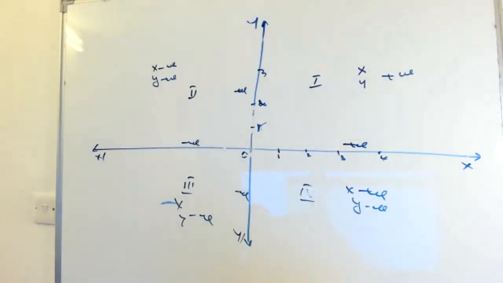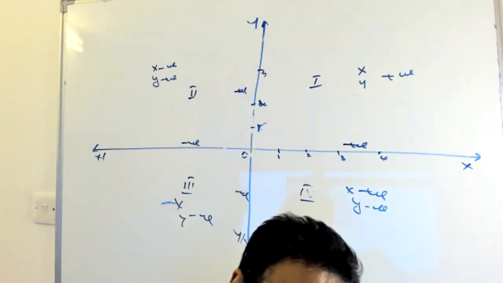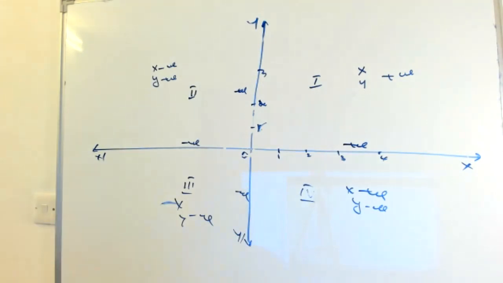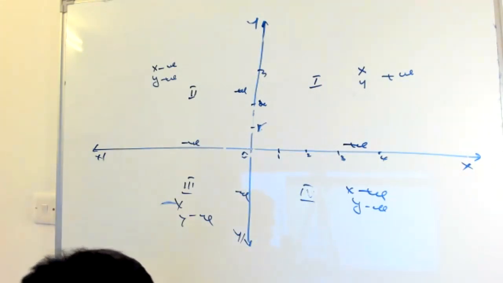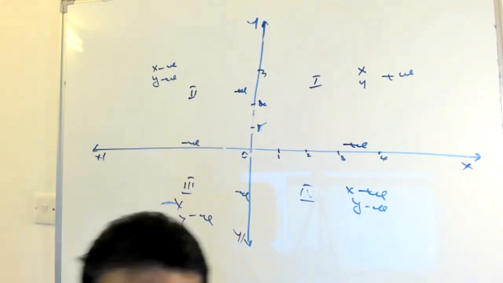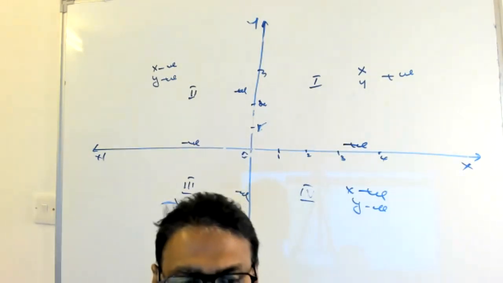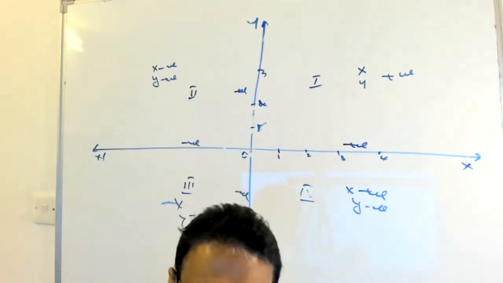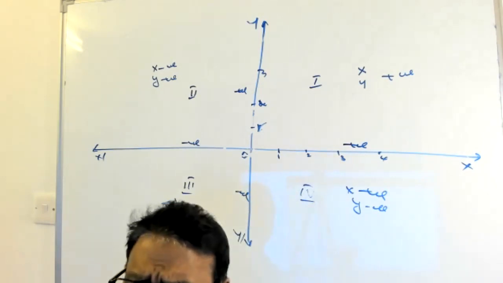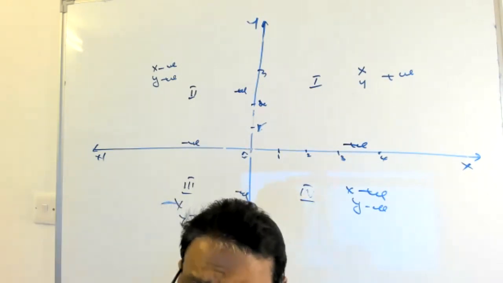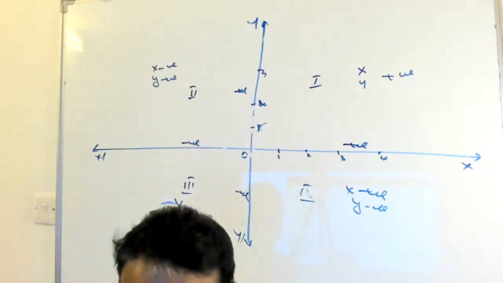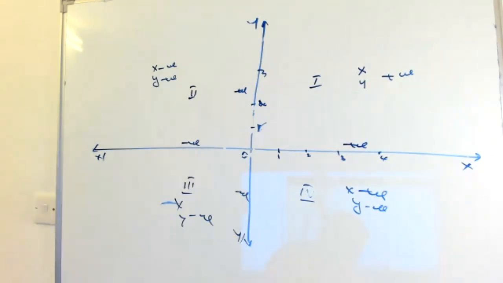Now I'm going to ask everyone to answer my question. I'll give you some points, and you have to say which quadrant or which axis. Clear or not? My question understood or not? Yes, sir. My question is, for example, 3, 2: which quadrant? 3, 2 is the first quadrant. 2, minus 3 is the fourth quadrant. 5, 0 is the x-axis. 0, 5 is the y-axis. Okay, who can start first?